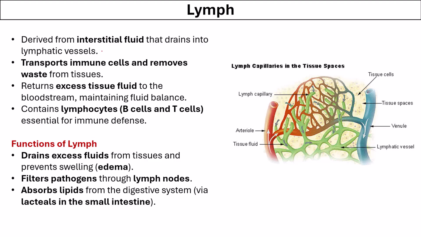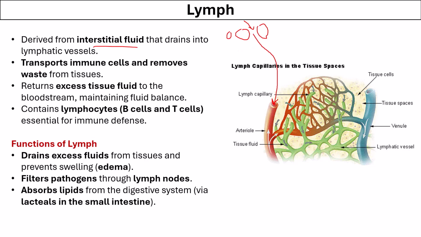Lymph, another kind of connective tissue, is mainly formed from the interstitial fluid, which is present in the spaces between the tissues and cells in our body, and this fluid gets drained into these lymphatic vessels. This drainage is very important because you have a buildup of toxins in our tissues, and we need to constantly remove these toxins and waste material from our body.